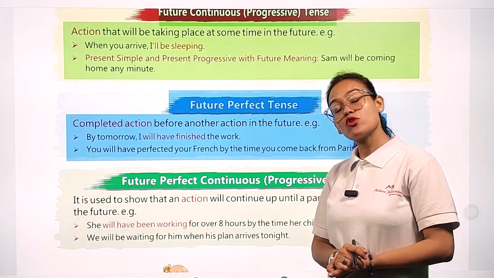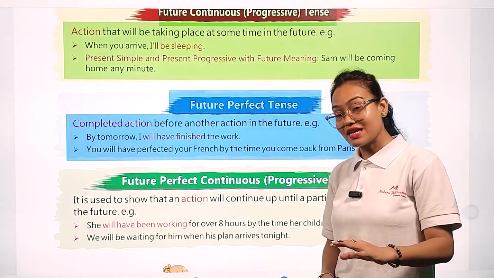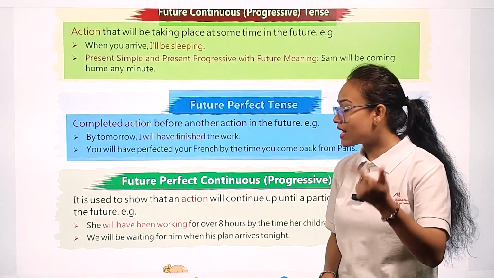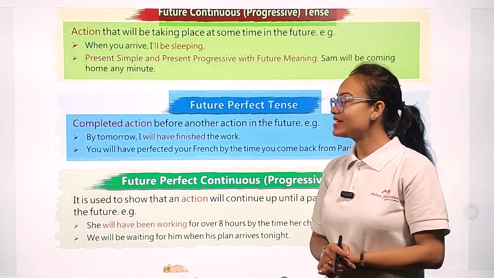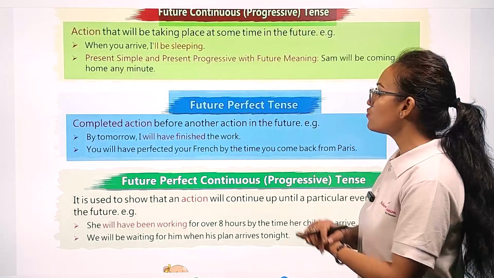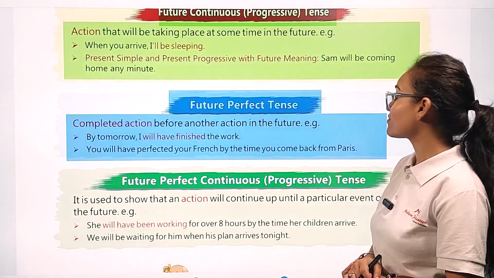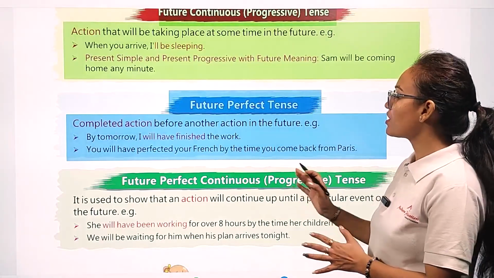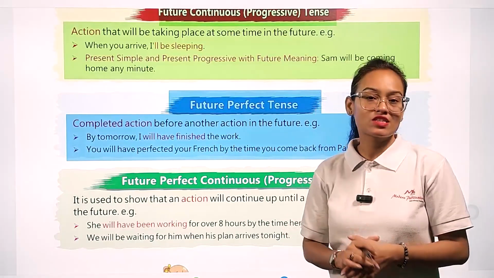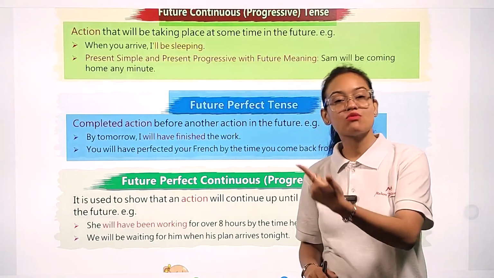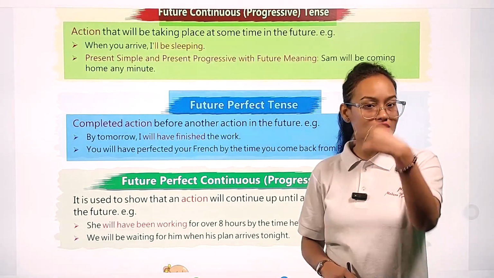Here you are also giving the deadline, telling about the time, and that time is tomorrow. By tomorrow, I will have finished the work. Similarly, a second example: you will have perfected your French by the time you come back from Paris. So this is all about our future perfect tense. Now, what is the meaning of future perfect tense? In the future perfect tense, my dear student, two actions are simultaneously ongoing, and one of the actions is completed before the completion of another work in the future.